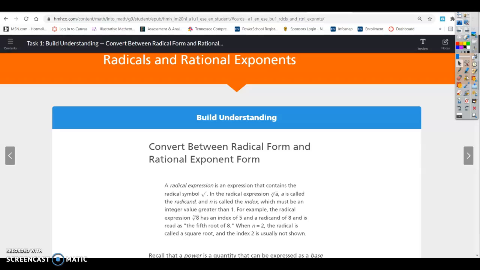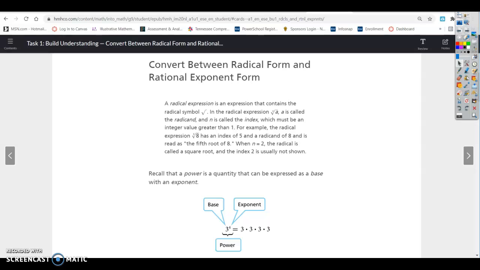All right, guys, this is lesson 1.2, and this is task 1, radicals and rational exponents. It says convert between a radical form and a rational exponent form. A radical expression is an expression that contains the radical symbol, and this is known as a square root.